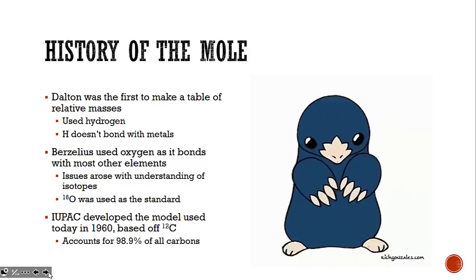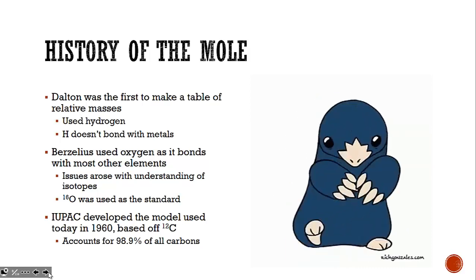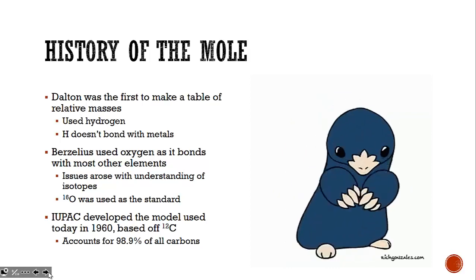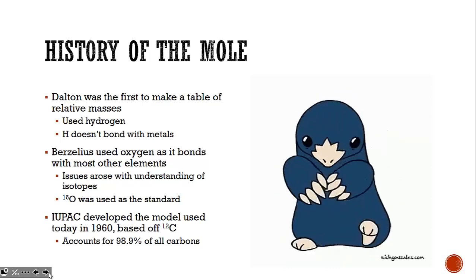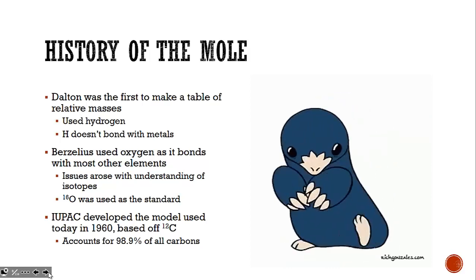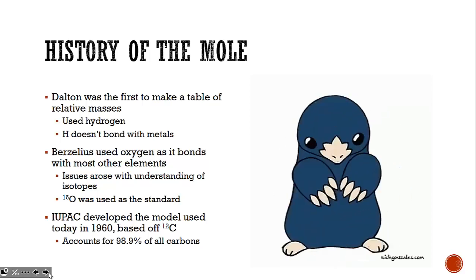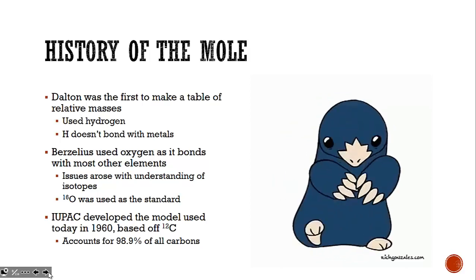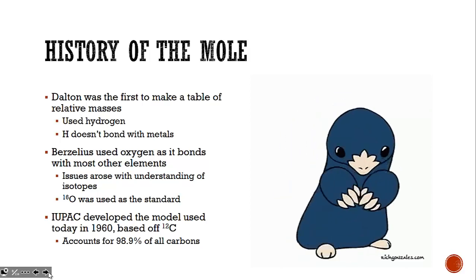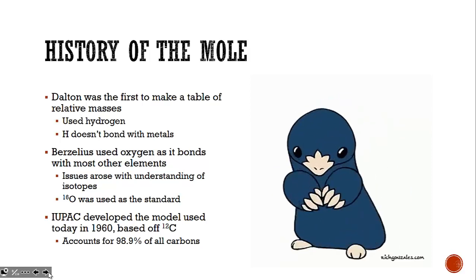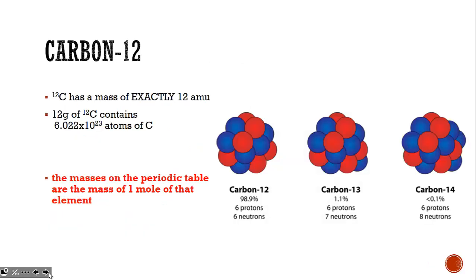So in the 60s, the International Union of Pure and Applied Chemistry, or IUPAC for short, started to look at what we could use to standardize this across the planet. And so it was agreed that the mass of a carbon-12 atom was considered the standard, because carbon is mostly carbon-12. So the mass of a carbon-12 atom was said to be exactly 12.